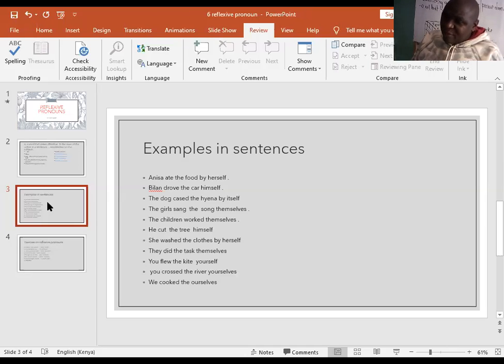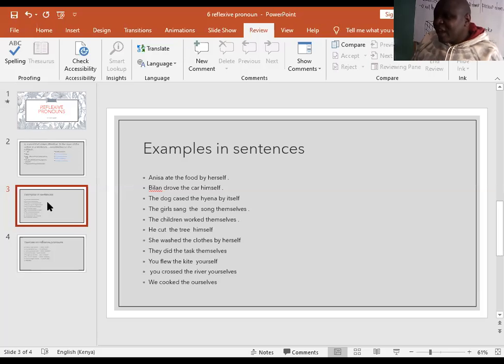Yesterday, I was told the name Bilan is a male name. So Bilan is a boy of about 12 years. And being 12 years old, it is not easy to be able to drive a car. But probably this boy is cheeky enough to know how to drive at a tender age. It is not allowed by law here in Kenya, and I believe so in many countries. But it so happened that he was able to drive this car, maybe 100 meters from where the car was parked. So we say, Bilan drove the car himself.